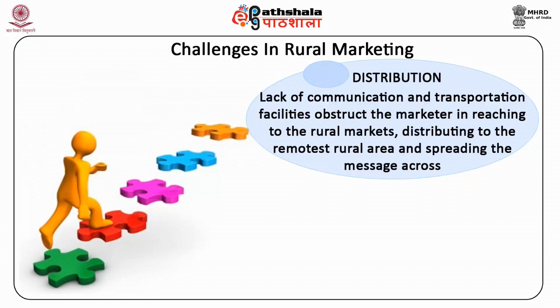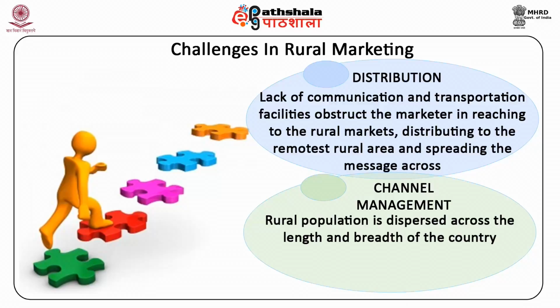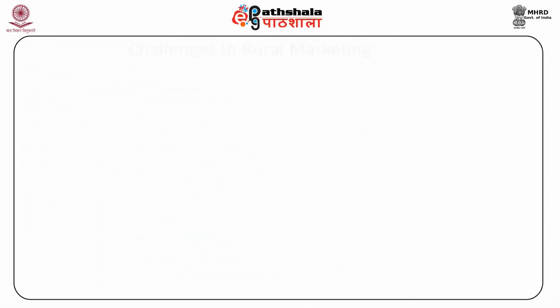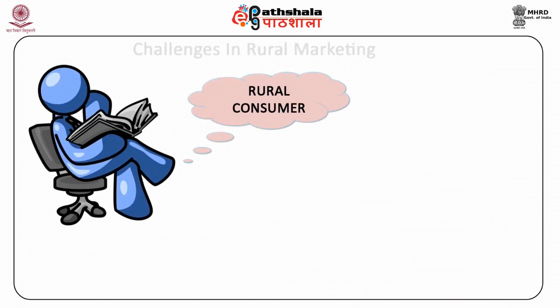Fourth challenge faced by rural marketing is channel management. Rural population is dispersed across the length and breadth of the country. Ensuring the availability of products is difficult for the marketers. Villagers organize fairs where they get fun and entertainment. Such fairs are targeted by the marketers to promote and sell their products. However, such fairs are occasional and marketers find it tough to supply the product at all times and at all occasions. Fifth challenge faced by rural marketing is rural consumer.